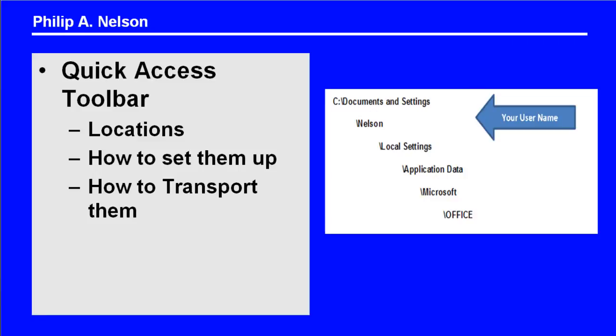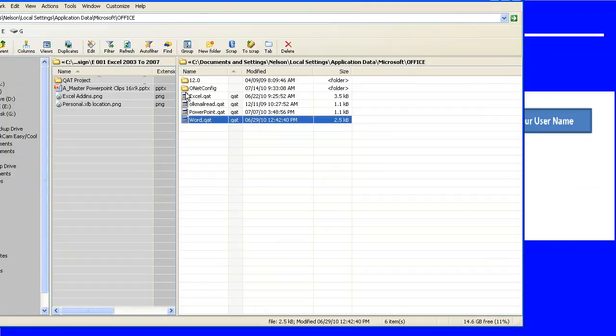As part of our movement from Excel 2003 to 2007, I'll be reviewing the Quick Access toolbar. We'll be taking a look at its locations, how to set them up, and how to transport them. The QAT bar is located in the Your Usernames subdirectory under Local Settings. Then look for Application Data, then Microsoft, and then Office. And inside that directory, as you can see here, this area here, there's your Excel QAT.